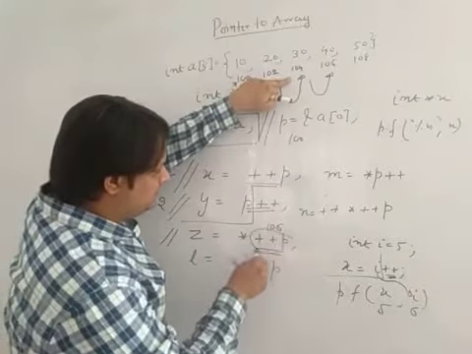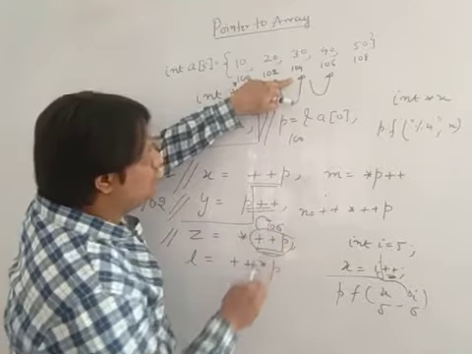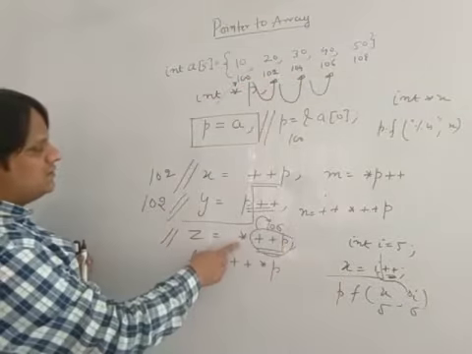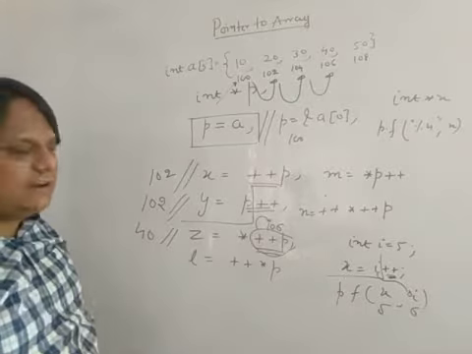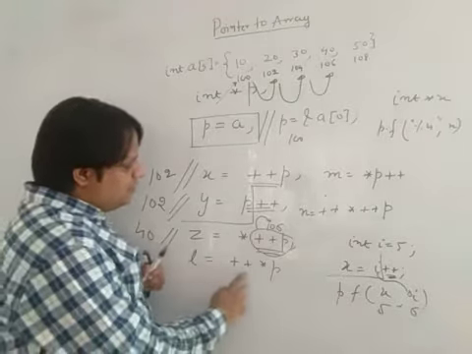But when you do plus plus p, then the pointer once again moves to 106, and star of 106 is 40. Therefore the value of z is 40. Fine. Now n is equal to plus plus star.